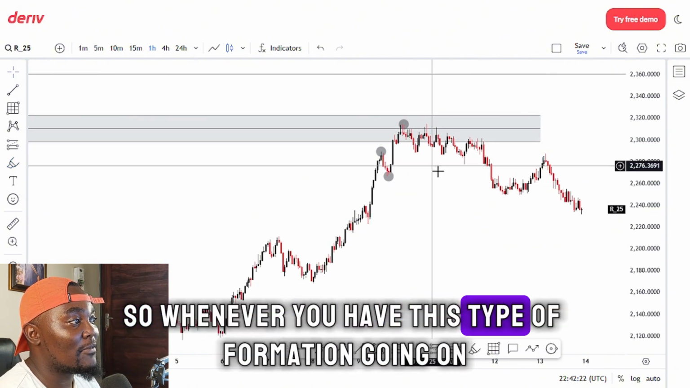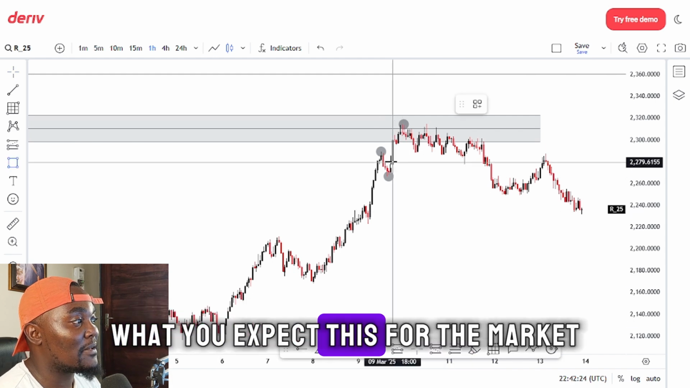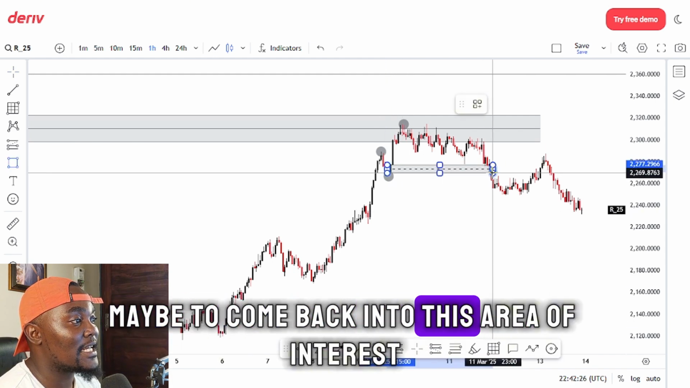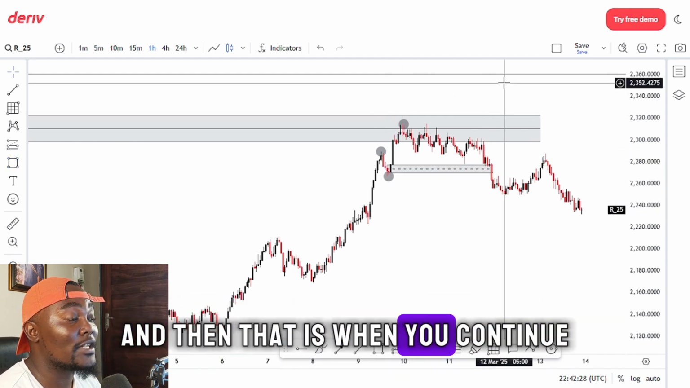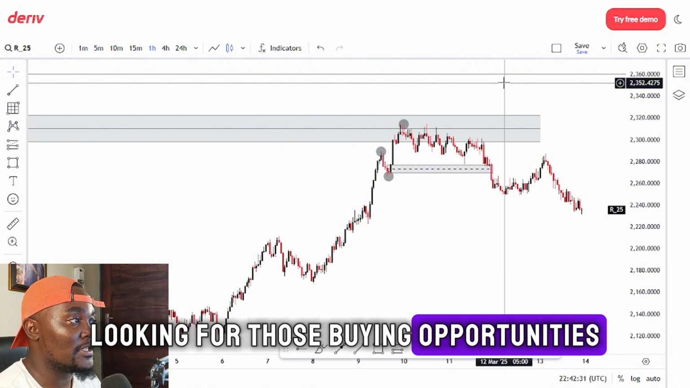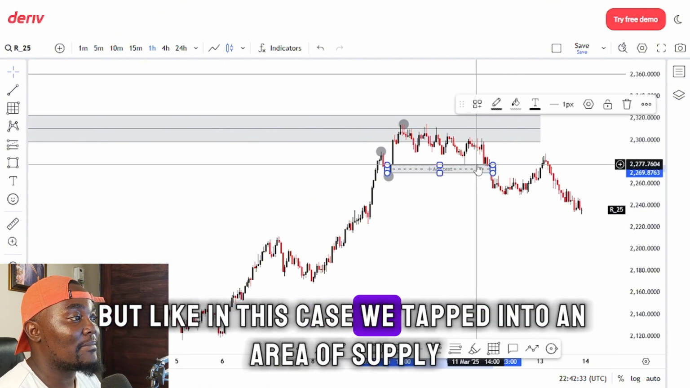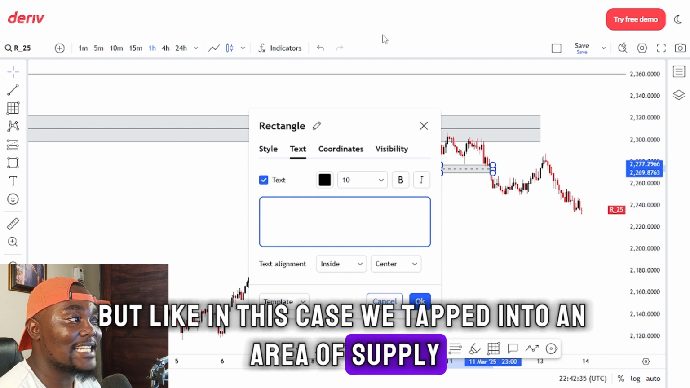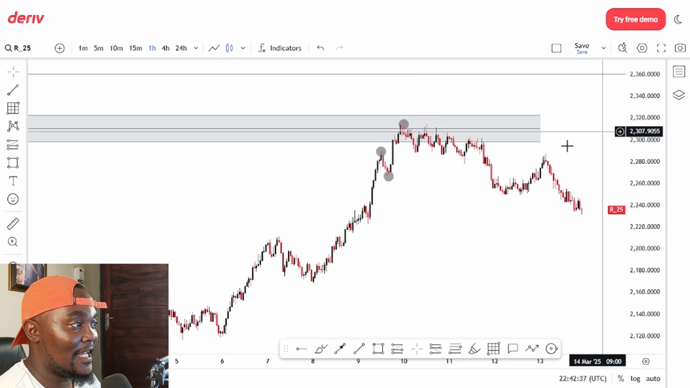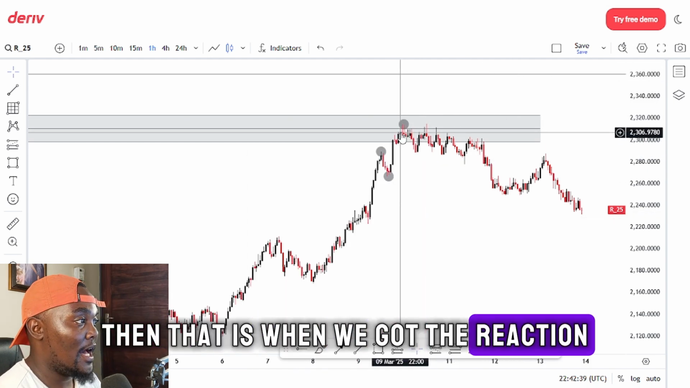So whenever you have this type of formation going on, what you expect is for the market maybe to come back into this area of interest, and then that is when you continue looking for those buying opportunities. But in this case, we tapped into an area of supply nicely into that midpoint. Then that is when we got the reaction around this point here.